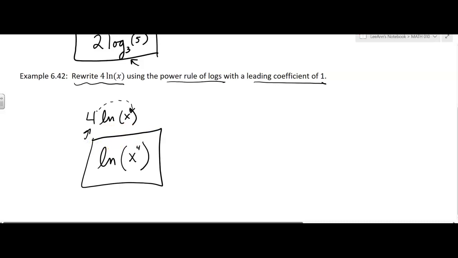Now, those 2 problems probably weren't super exciting, but we do this type of thing inside other problems. So we want to get used to being able to use that power rule of logs, or the power property of logarithms.